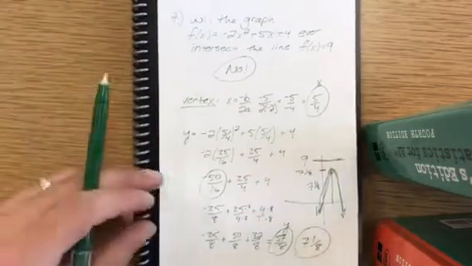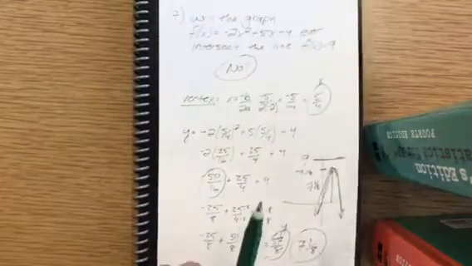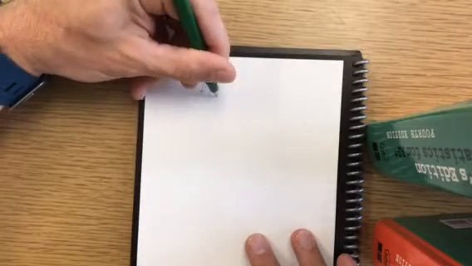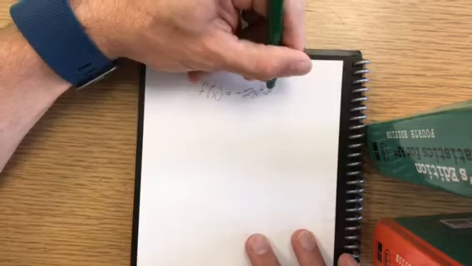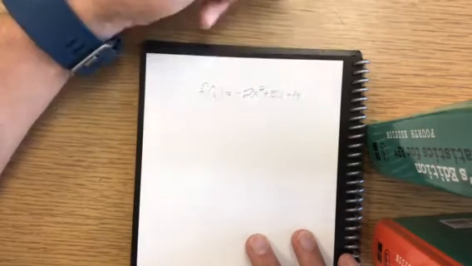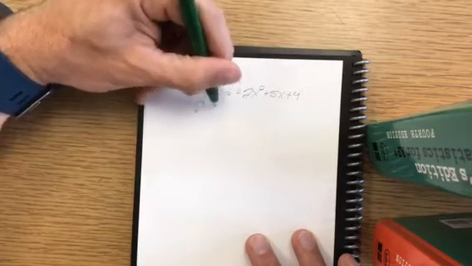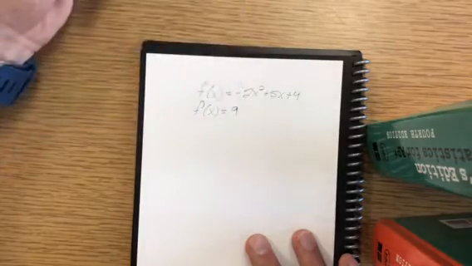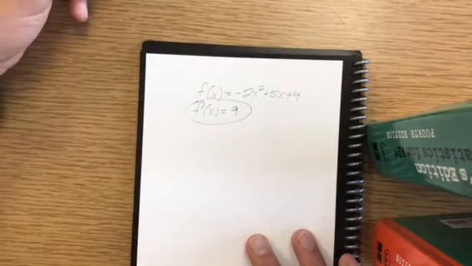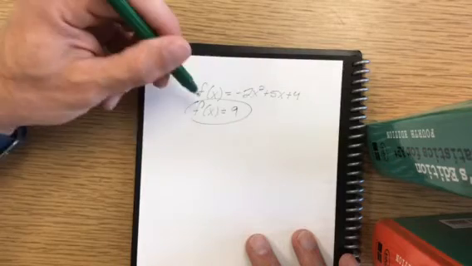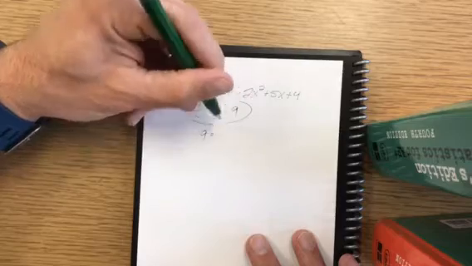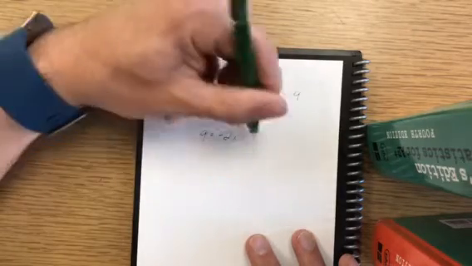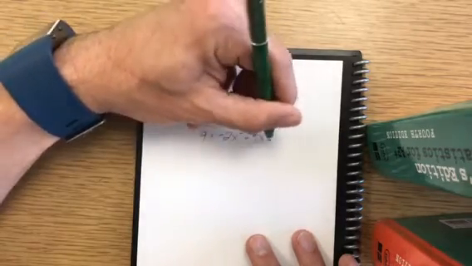And the answer is yes. So let me show you that way. So your function is negative 2x squared plus 5x plus 4. And you want to know, does it equal f of x equals 9? Well, f of x is a fancy way of writing y. So I can just plug 9 in for y. 9 equals negative 2x squared plus 5x plus 4.